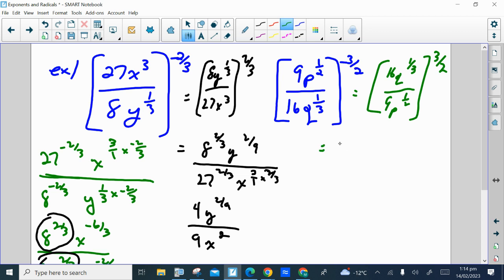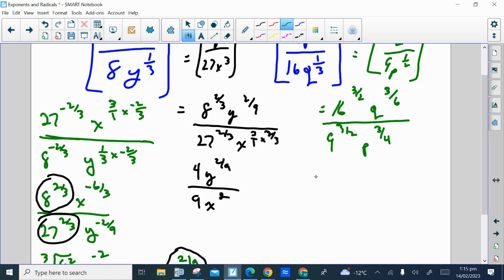So now we'll raise everything inside the bracket to the power 3/2 outside, starting with the coefficients. That means the 16 and the 9. And then when we deal with the variables, q to the 1/3 to the power 3/2, we're going to multiply the exponents. Top times top, bottom times bottom. 1 times 3 on top over 3 times 2 on the bottom. For the p, again, you're going to multiply the exponents. 1 times 3 on top over 2 times 2 on the bottom.